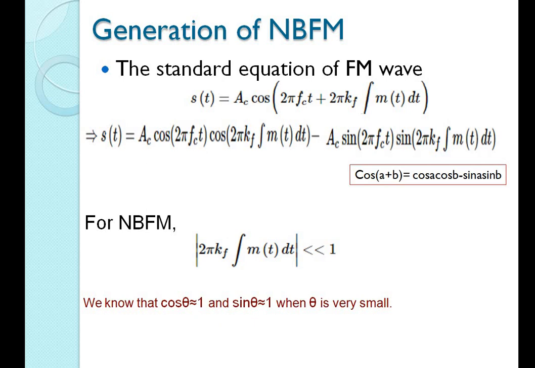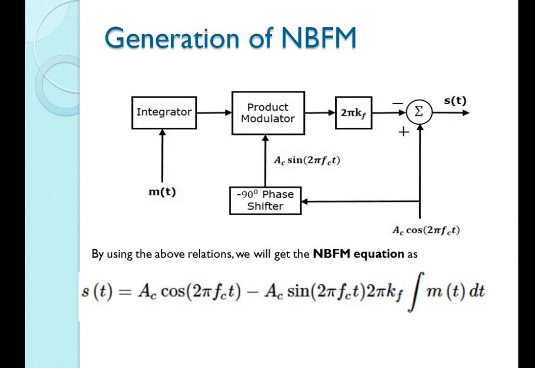Yes or no? From that equation, when cos theta is much smaller than 1, you will get the answer as Ac cos 2 pi fct minus Ac sin 2 pi fct times 2 pi kf times the integration of m of t. This term will be the same. Here you will be substituting the value of 1 for the narrowband frequency modulation. So this is the equation of your narrowband frequency modulation.